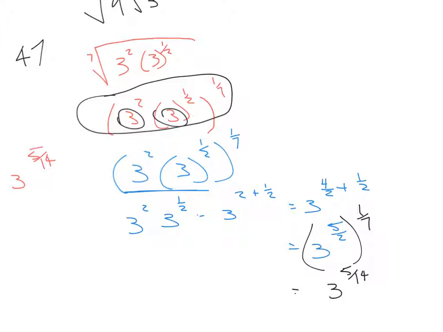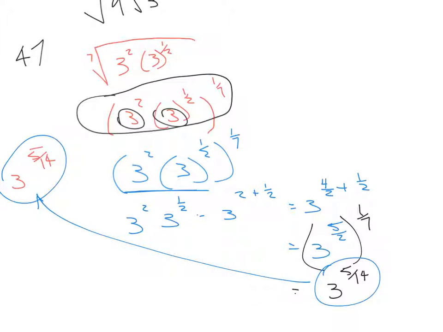Okay, so notice the answer here is the same as the answer that I got over here. So, you know, as long as the math is done correctly, it doesn't matter whether you do what's in here first and then take it to the 1/7, or you take each one of these to the 1/7 and then combine them. Doesn't really matter. Whichever way is easiest for you, that works just fine.